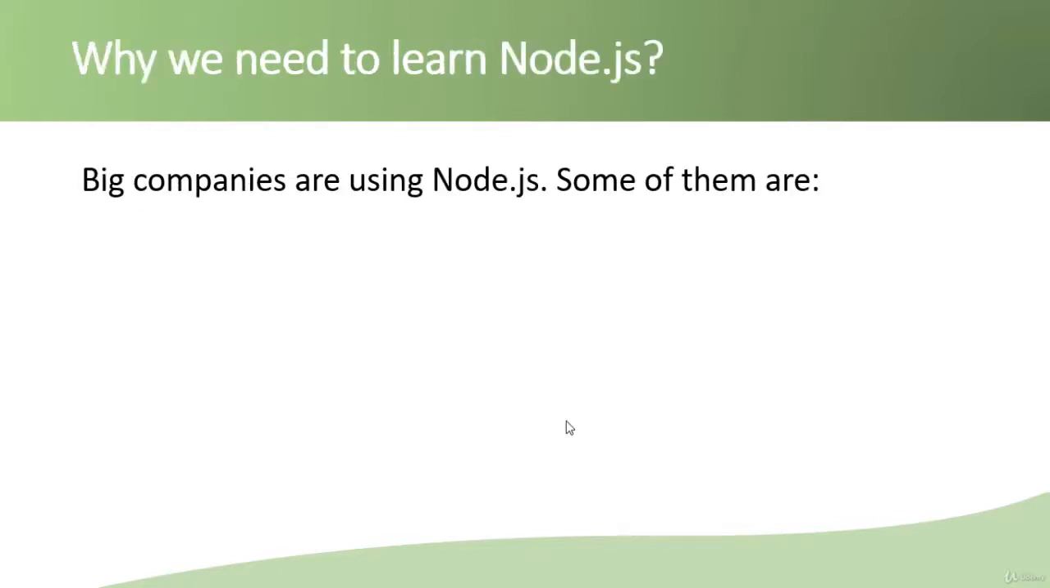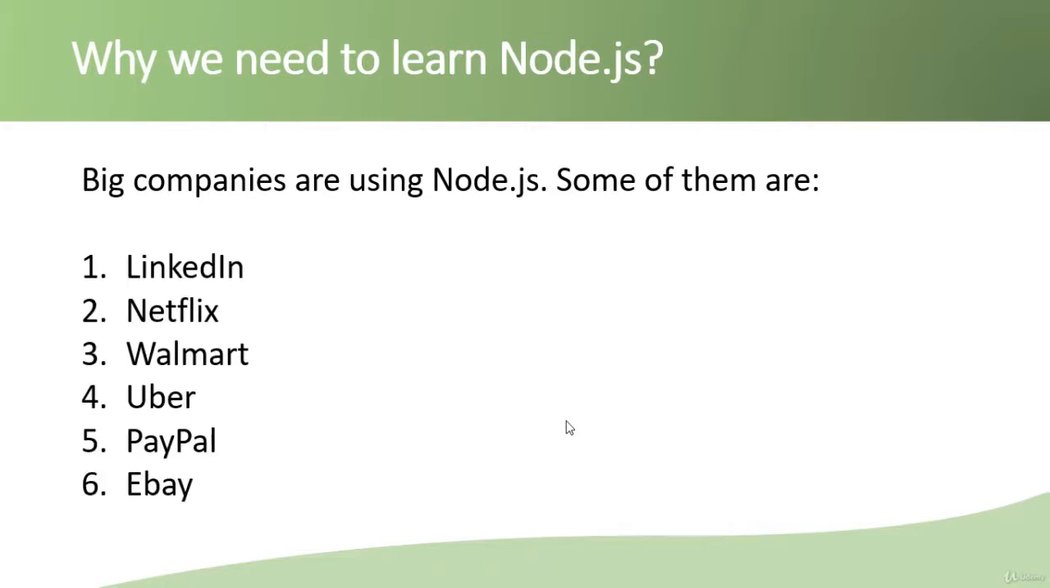Okay. Next, why do we need to learn Node.js? The first reason is that big companies are using Node.js. Some of them are LinkedIn, Netflix, Walmart, Uber, PayPal, eBay, and even Yahoo. So many companies are shifting to Node.js technology. The reason is that it is a highly fast and scalable technology that makes their applications or websites quicker and faster. Okay. And the second reason is the large community, which is growing day by day because Node.js is really becoming popular day by day. The average salary of a Node.js developer is really high compared to other technologies.